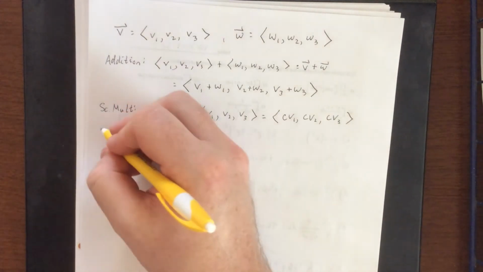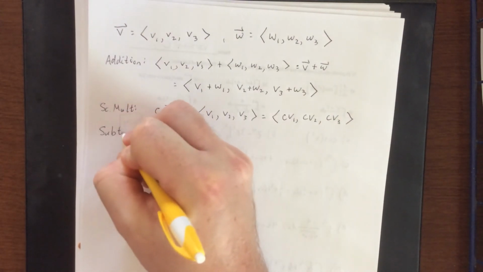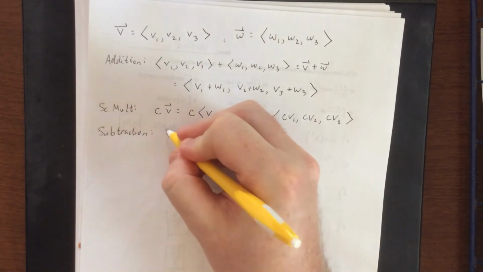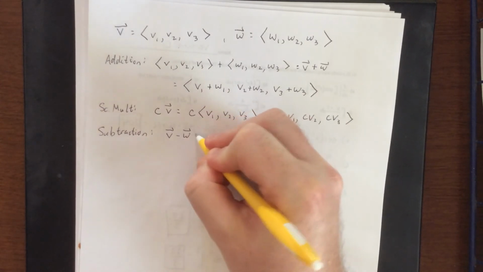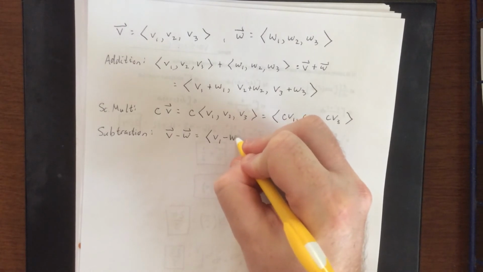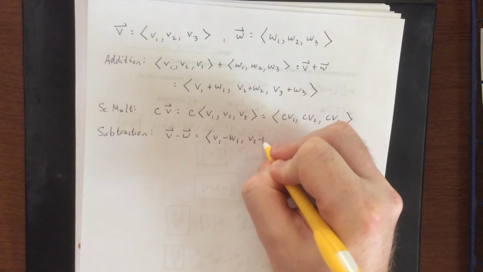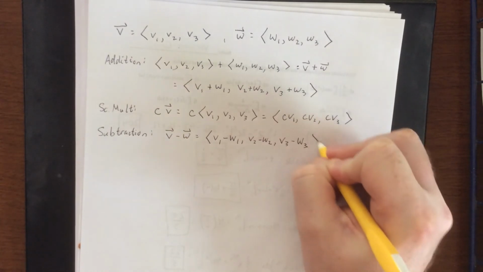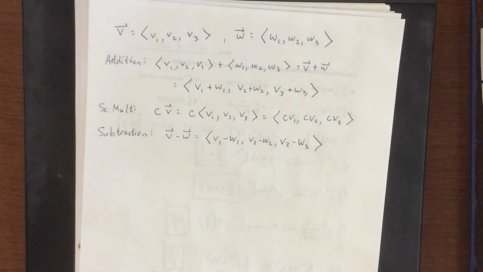Additionally, if we wanted to do vector subtraction, subtraction is simply saying multiply one of the vectors by -1 and then add them together, but we'll go ahead and toss it in here anyway. So if I wanted to do v minus w, this would be v1 minus w1, v2 minus w2, and v3 minus w3. The significance of vector subtraction is that this is what you would get by connecting the terminal point of one vector to the terminal point of another vector, assuming that they share an initial point.